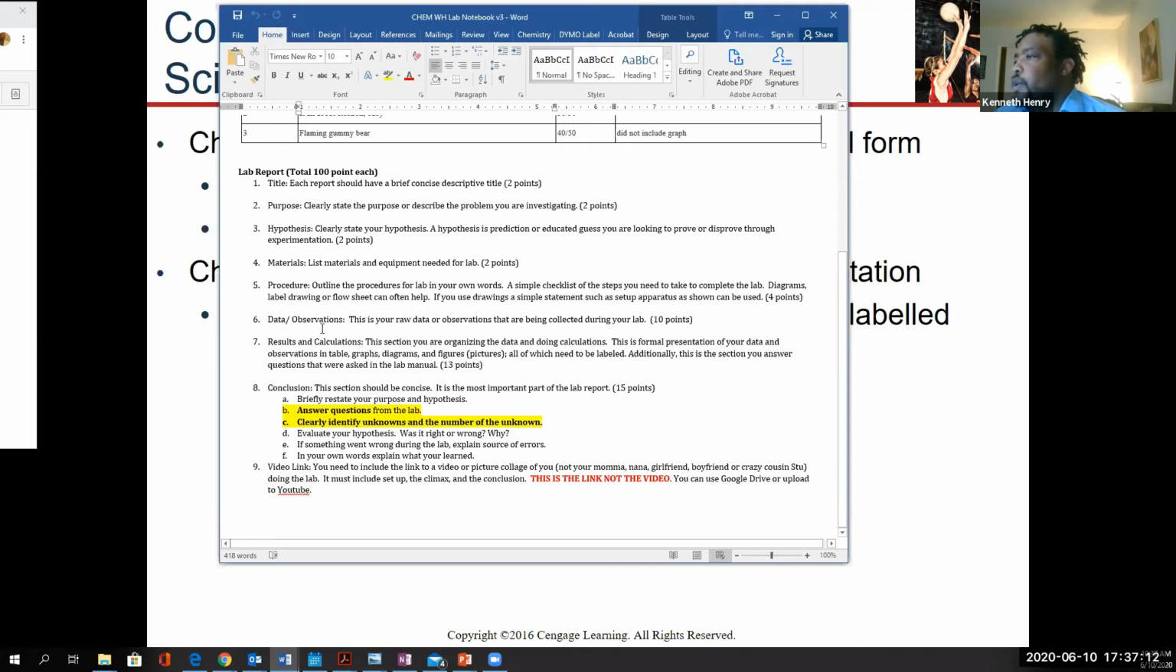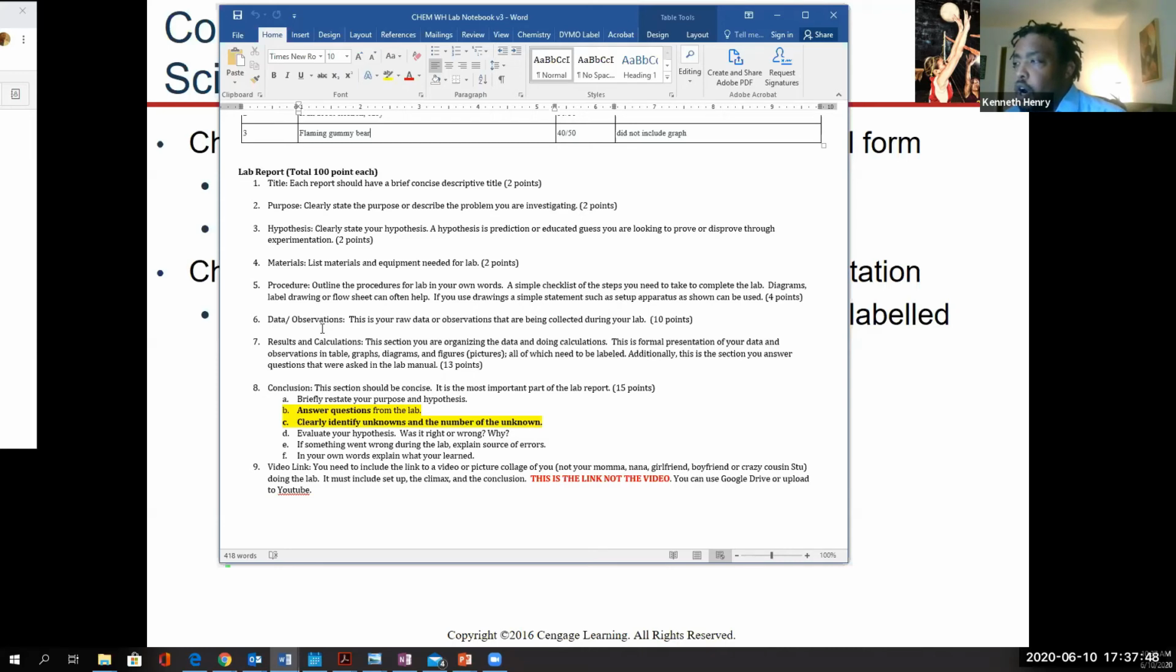Then I want you to record your observations and your data, right? Now, this is your raw data. This is not the stuff that you're manipulating. There's a difference between data and results, and I want you to understand that difference. Data is just the raw stuff that you're writing down real quick. Oh, I got 5.7. You're not doing the pretty form, right? Results is when you actually do all your calculations, your tables, your graphs. That is not considered your data. It's considered your results, okay?